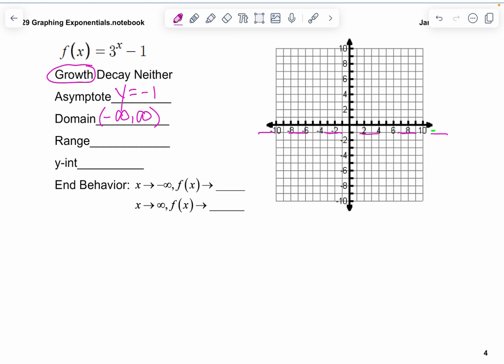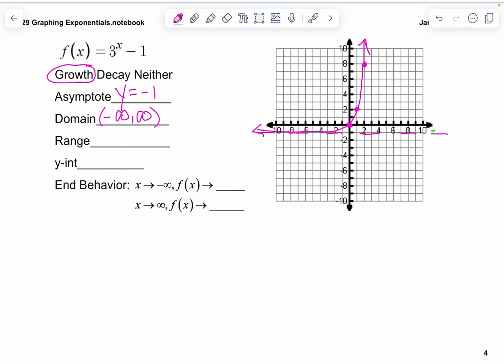Just make sure. So I see (0, 0) as a point. I see (1, 2) and (2, 8). So those are 3 points. We need 3 points, if we can, on every graph. And when we graph this curve, remember it's a curve. It's not a 90-degree angle, and it needs to have arrows.